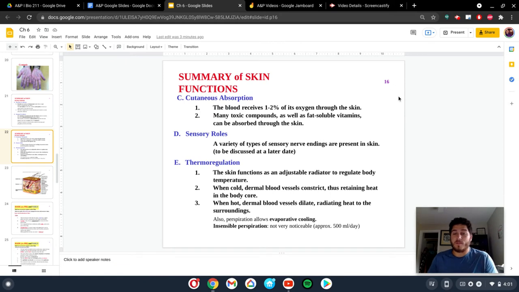Lastly, cutaneous absorption, mentioned this earlier, about 1 to 2% of the oxygen that your body is able to bring into your body does come from your skin. So yes, gases can absorb into your skin at a low rate, but still something. Which also means that sometimes toxic compounds, as well as fat-soluble vitamins, can also absorb through the skin. So that said, that's awesome for oxygen. It's also awesome for any kind of patches we can use, nicotine patch, vitamin patch, whatever you need in your life at that given time. But it's also something to keep in mind if you are exposed to something that could absorb into your skin.